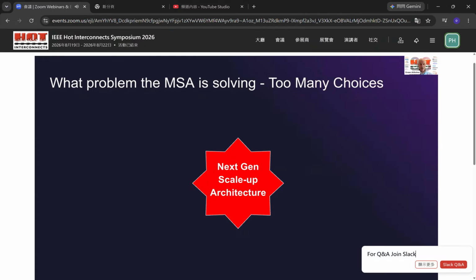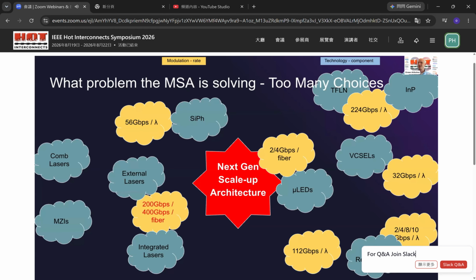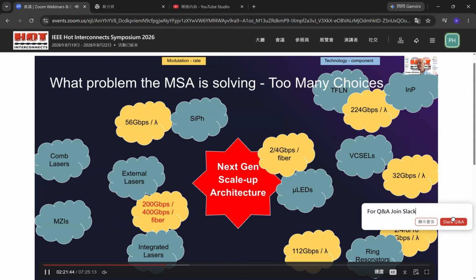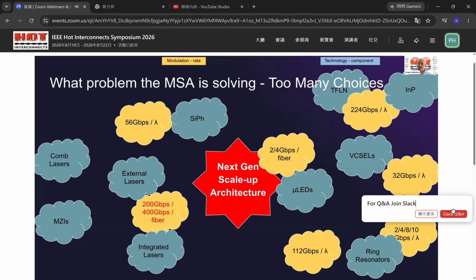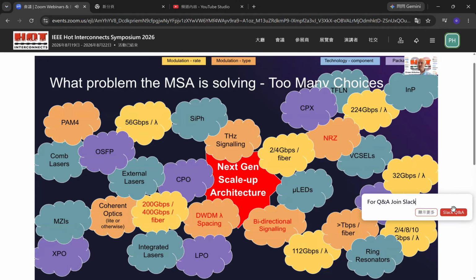As Dan mentioned, we sit here as deployers of this technology and we think, well, what is the next gen scale-up interconnect? There's a lot of choices. People start talking about comb lasers and integrated lasers and external lasers and micro LEDs and VCSELs. And then you start talking about what's your modulation rate. And you could go everywhere from 2 or 4 gig per fiber all the way up to terabits per second per fiber. And then you start thinking about, well, coherent has a play, right? And what about DWDM? And should we do more than terahertz signaling? And then suddenly on top of that, you've got form factors, which also play into how you're going to do that.